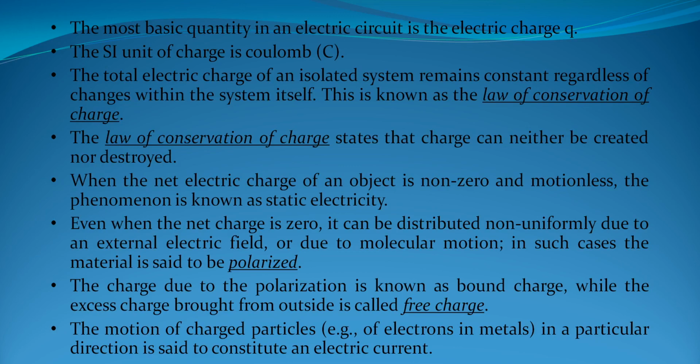And then comes the motion of charged particles. For example, the motion of electrons in metals in a particular direction is said to constitute an electric current. You already know that if the electrons are moving in a material in a particular direction, then there will be an electric current in that. All the electrons should be moving in a particular direction to constitute an electric current.